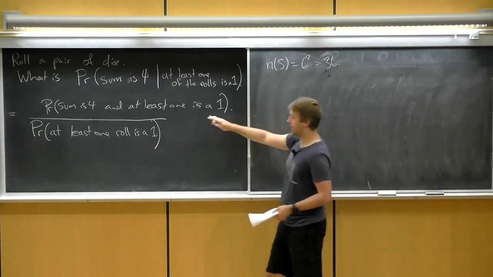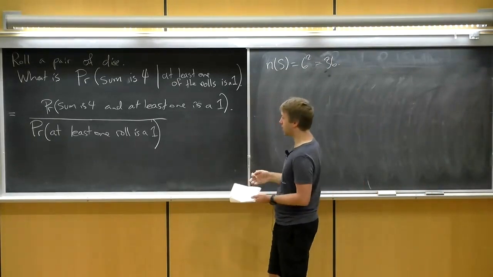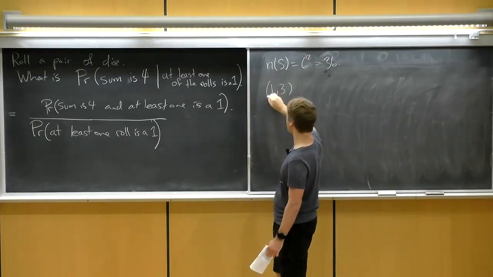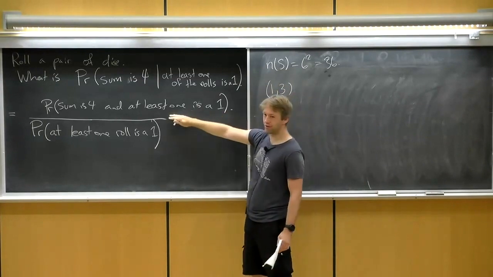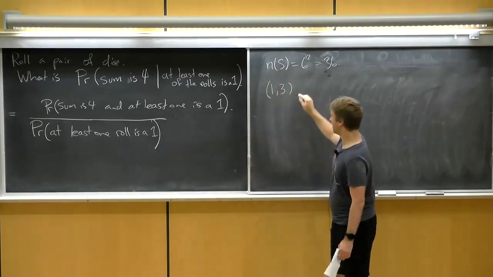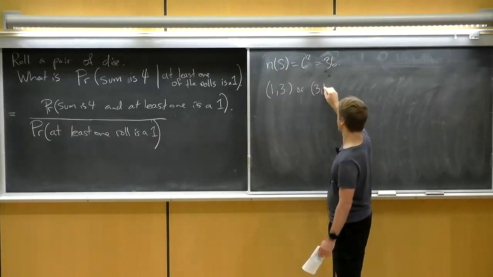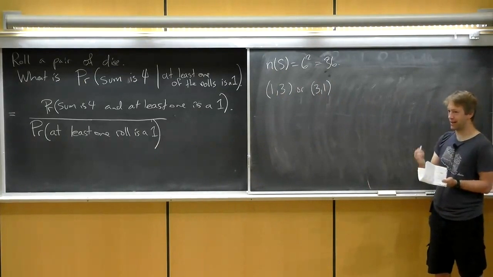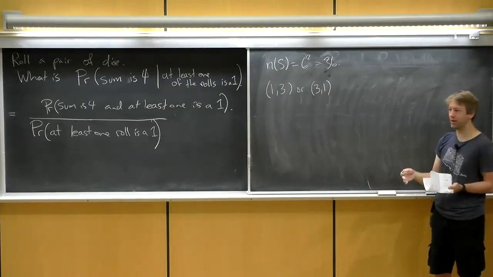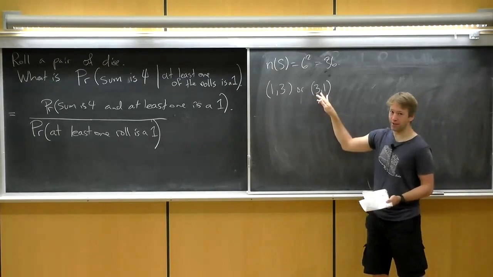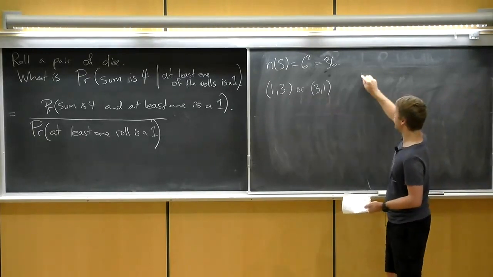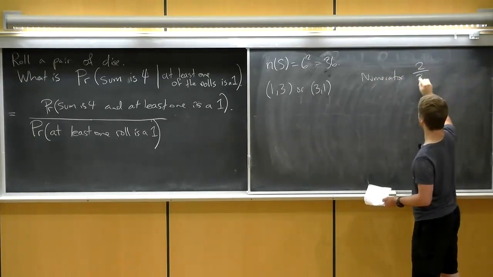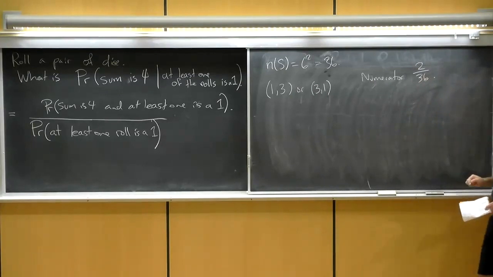How many ways can I get the sum to be 4 and to have at least one 1? If you think about it, it's got to be 1, 3. So yeah, we're computing the numerator now. The only way you can have 2 dice that add up to 4 is 1, 3, or 2, 2, or 3, 1. And these are the only ones that have a roll that's equal to 1. So the numerator should be 2 over 36. Right?